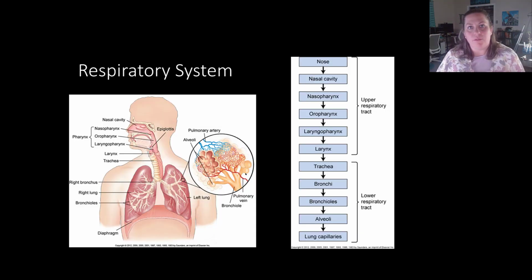Hey everyone, Professor Davis here, and we are going to be diving into the respiratory system here in medical terminology. So before we get started, let's do an overview of the structures of the respiratory system.